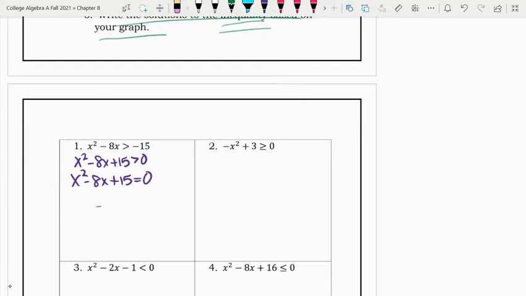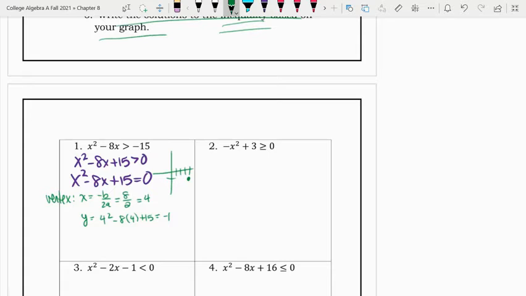Let's write that formula out. So this is the vertex. X equals negative b over 2a. So 8 over 2, which gives me 4. My y then is, substitute that back in. So 4 squared minus 8 times 4 plus 15. So 4 squared would give me 16 minus 32 plus 15. So negative 1. So my vertex is over 4, down 1.